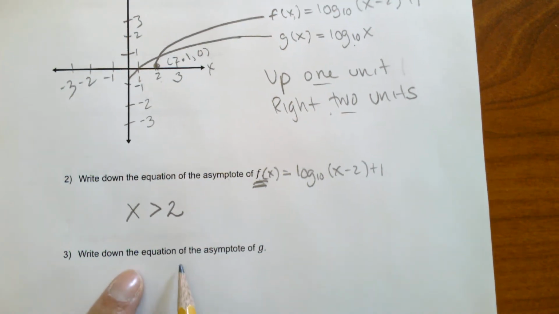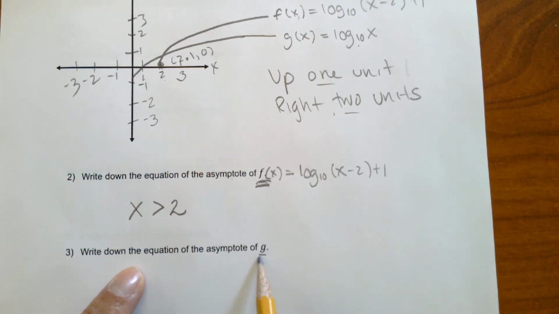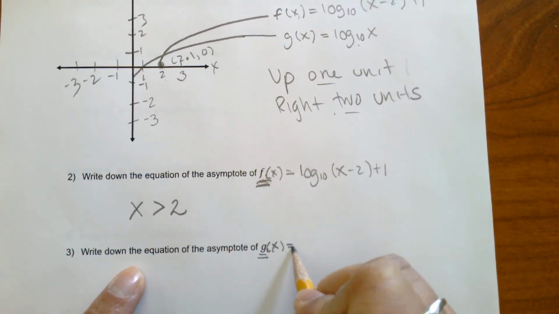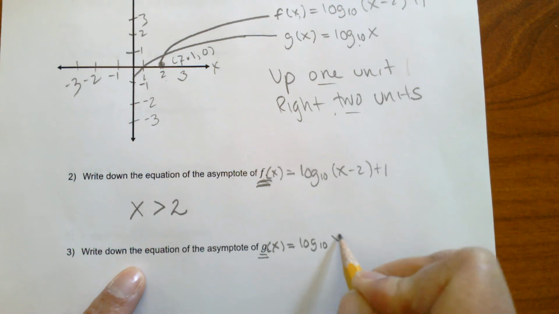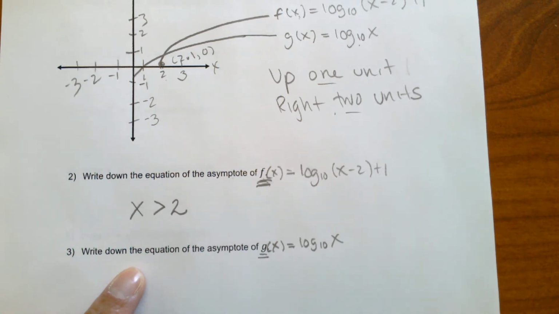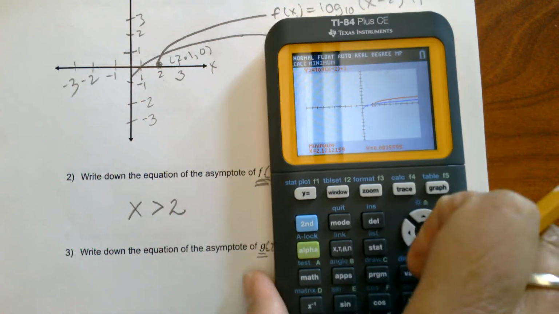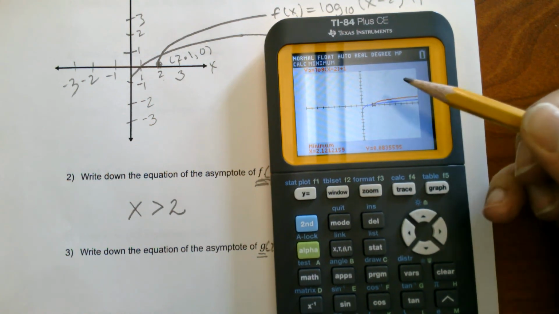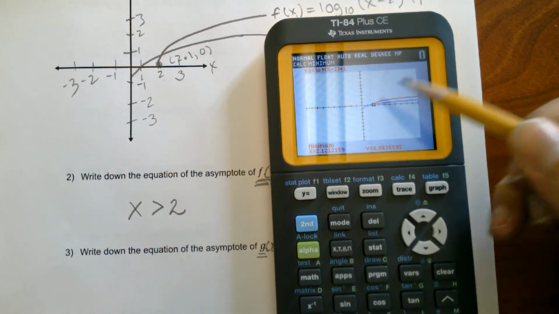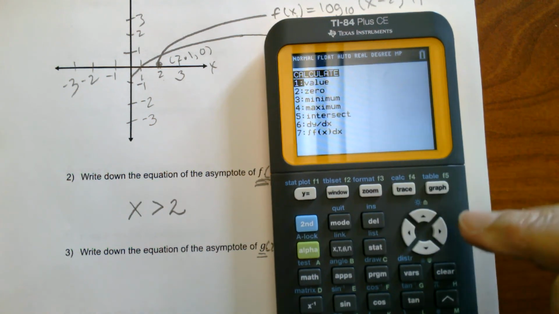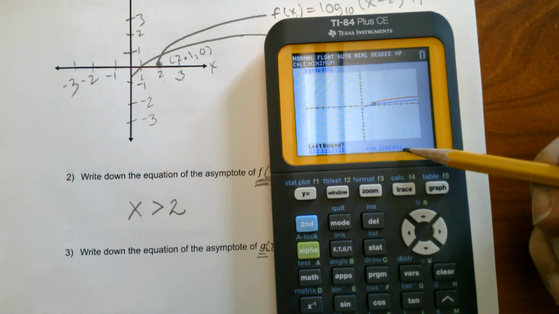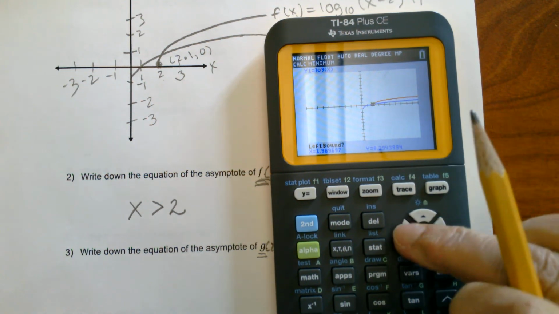Okay, write down the equation of the asymptote of G. So we go to the G function. I'm going to put my G function in so that I know which one I'm talking about. So now we're talking about the blue one. Now we want to see, okay, here's that lowest point. It stops there. It doesn't go past that. So let's now calculate the minimum for the blue graph. Now, is it on the blue graph? Do you see this blue? Yes, it's on the blue.